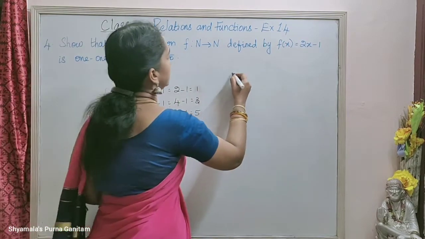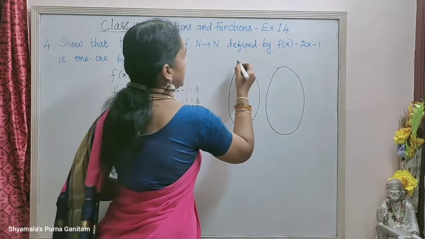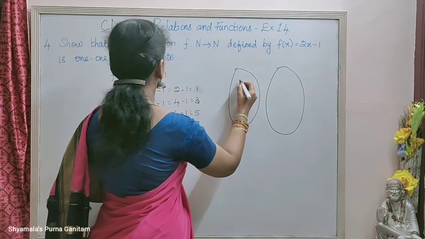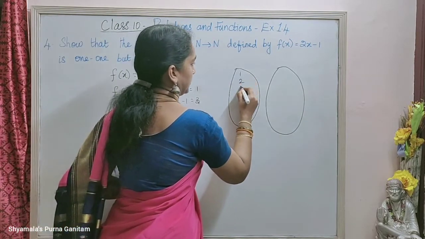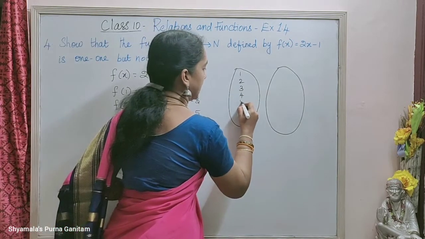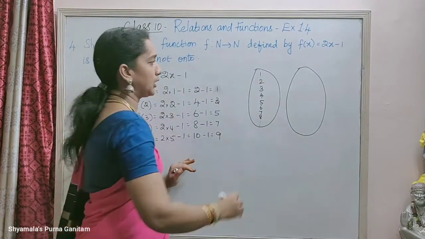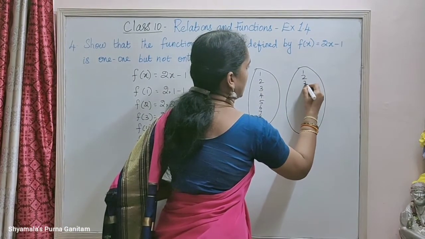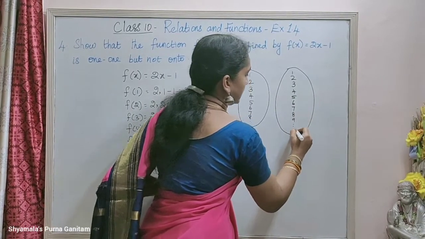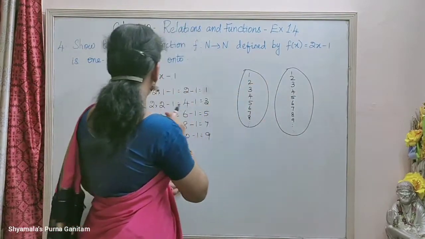So now we will represent this in the arrow diagram. The function is given from N to N, natural numbers to natural numbers. So both the sets have natural numbers, 6, 7, 8, like that it will go. Same way on the other side also we have natural numbers only, 6, 7, 8, 9.